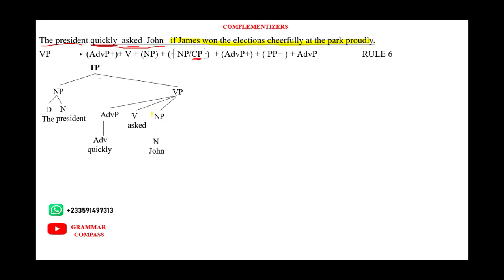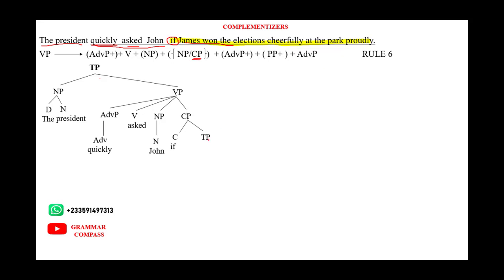So it means that after our noun phrase, we have a complementizer phrase. We already know the rule for complementizer phrases. The whole of this is a complementizer phrase. This complementizer phrase consists of a complementizer and a TP. Therefore, we have our complementizer, that is "if," and then a whole sentence, TP. The TP is James won the elections cheerfully at the park proudly.